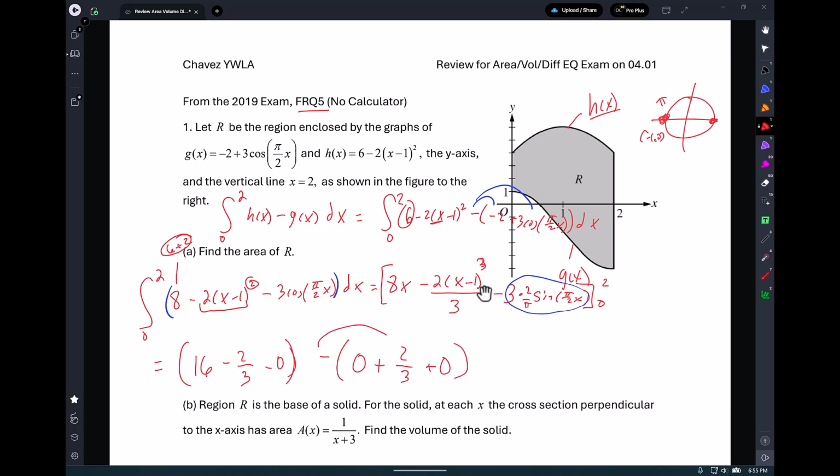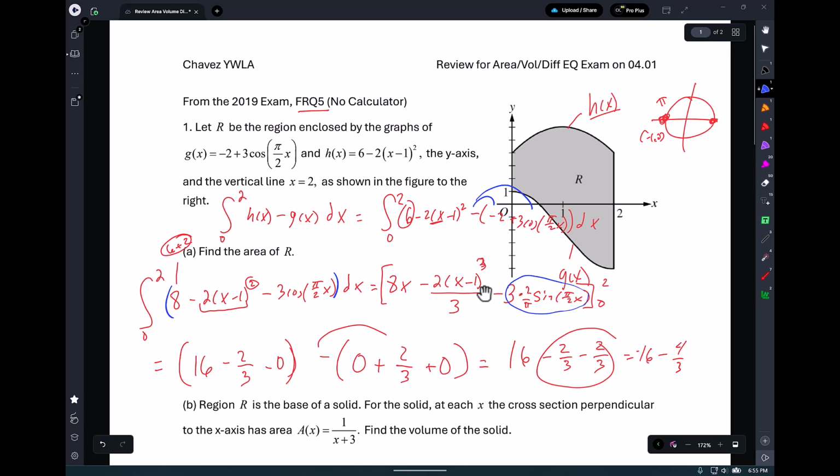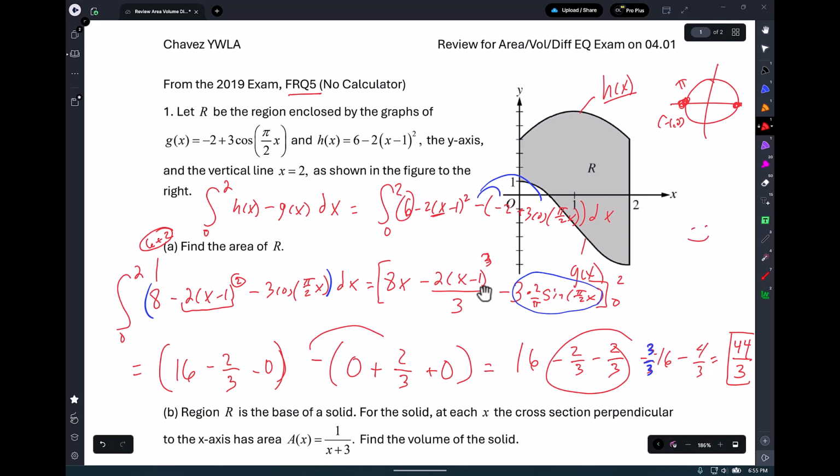So there it is. Distribute that. So I get 16 minus 2/3 minus 2/3. This is 4/3, so 16 minus 4/3. And then we're going to multiply this by 3 over 3, just to get a common denominator, right? 16 times 3 is 48. 48 minus 4, 44 over 3. So there it is, guys. That's the answer. Yay.